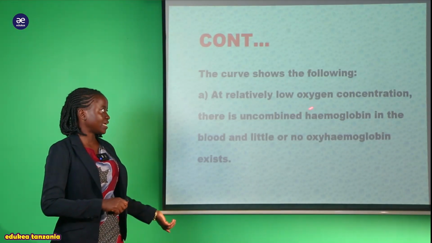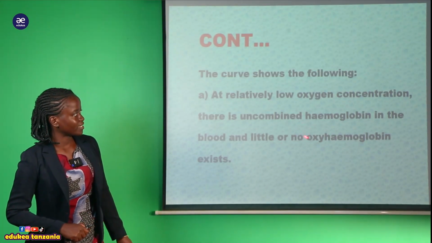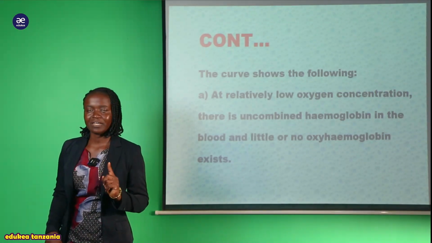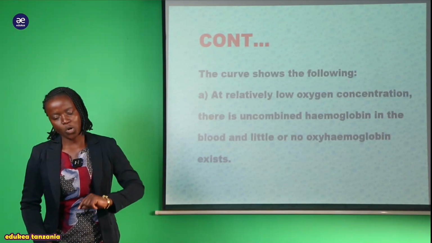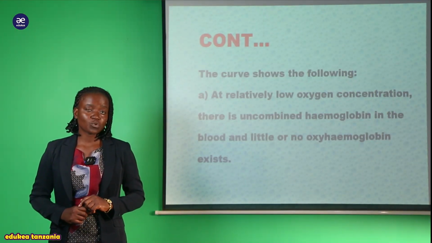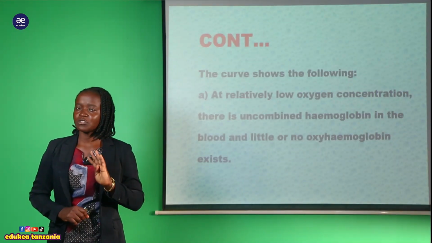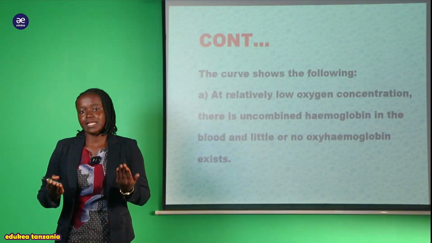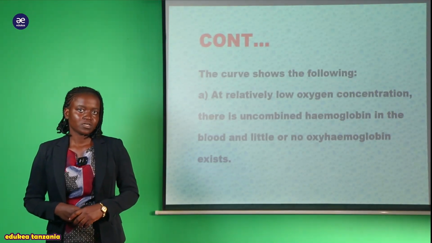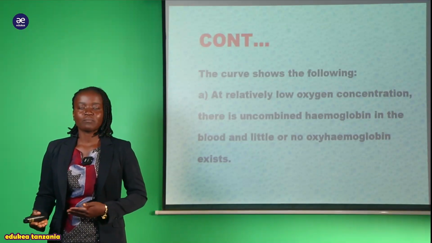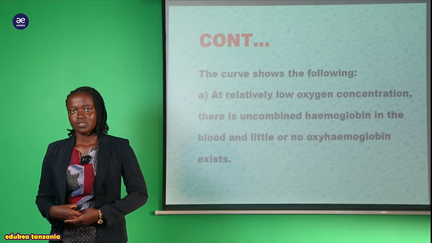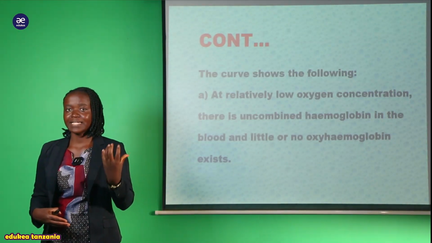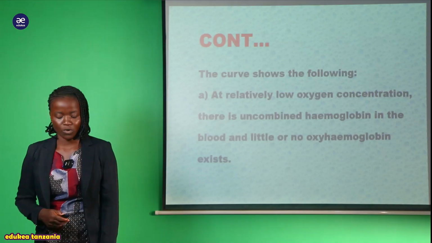So here you can see at a relatively low concentration there is uncombined hemoglobin in the blood and little or no oxyhemoglobin. Remember, one individual hemoglobin tends to combine with four molecules of oxygen. So what if there is a little or low amount of oxygen? Hemoglobin will not be able to combine with 2 molecules of oxygen, since it tends to combine about 4 molecules of oxygen.